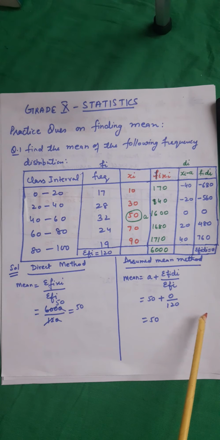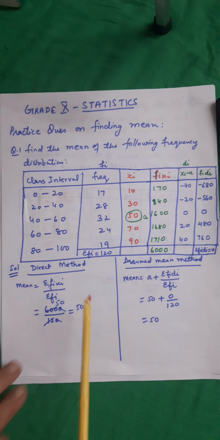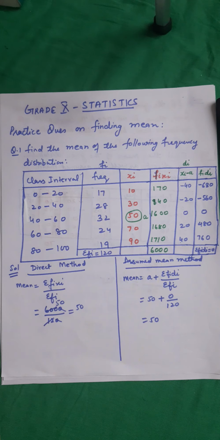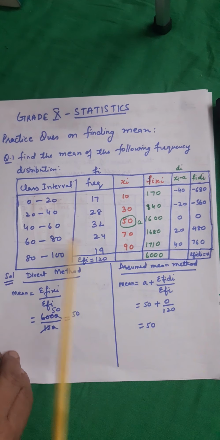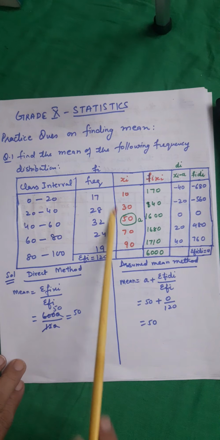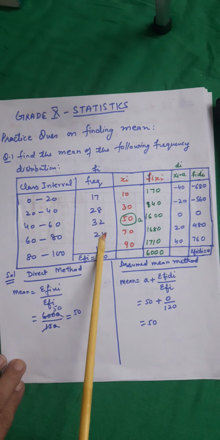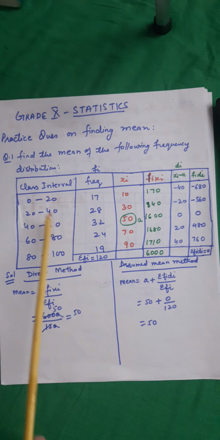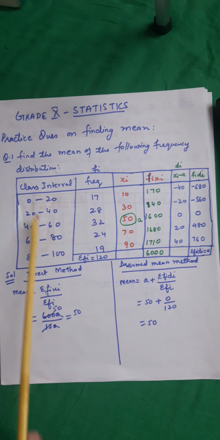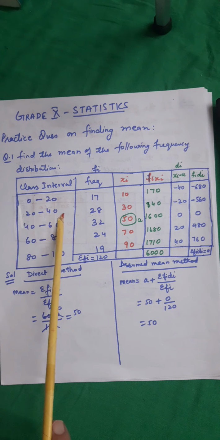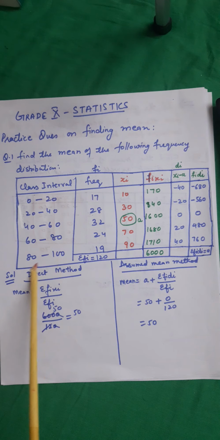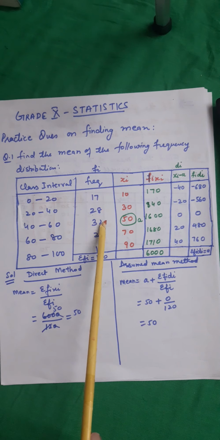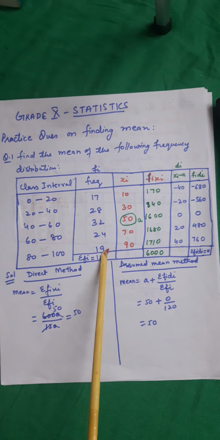Now let us practice a few questions on this. Find the mean of the following frequency distribution table. This frequency distribution table contains only this much that will be given to you in the exam. The rest of the things you have to calculate according to the need of the question. So these are the class intervals given: 0 to 20, 20 to 40, 40 to 60, 60 to 80, and 80 to 100. Frequencies are given: 17, 28, 32, 24, and 19.